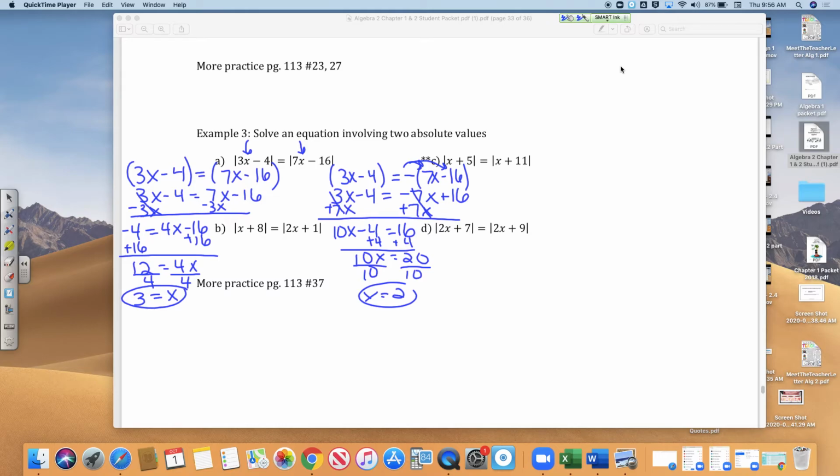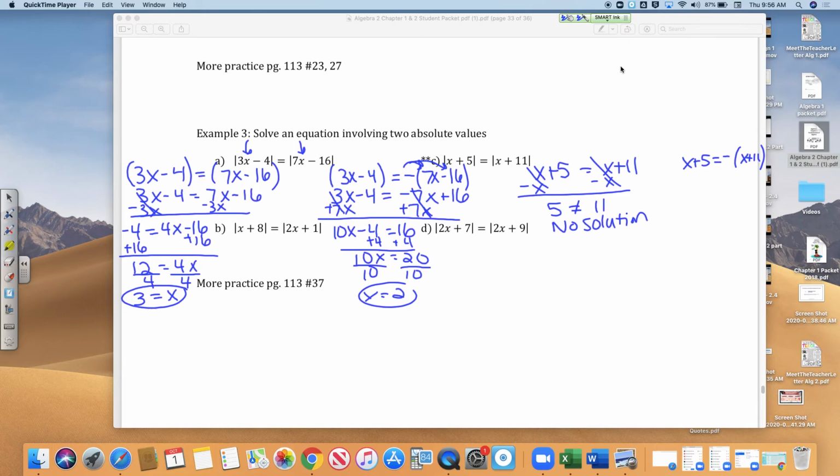For C, the two equations I'm going to solve are x plus 5 equals x plus 11, and x plus 5 equals negative (x plus 11). For the first one, I am going to subtract x from both sides, and these both cancel out, and I'm left with something that's not true. 5 does not equal 11, so for this one there is no solution.